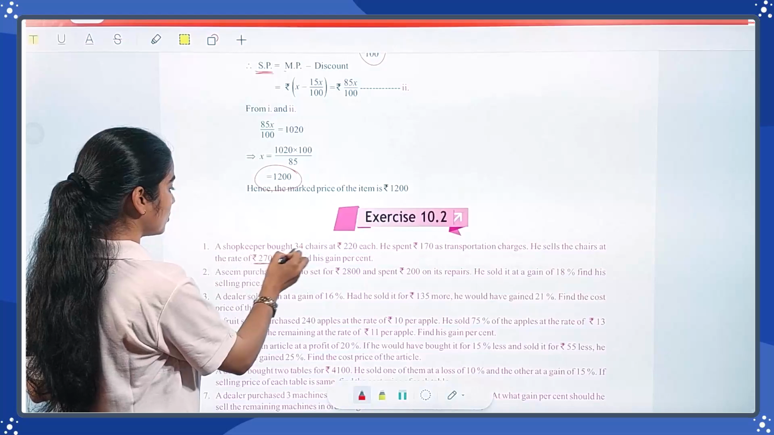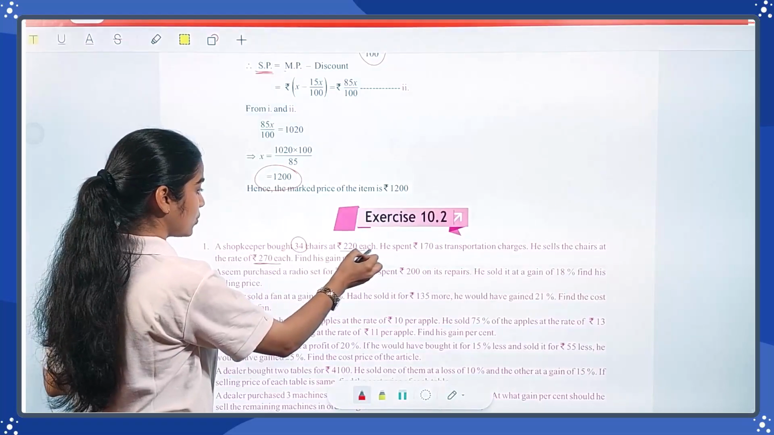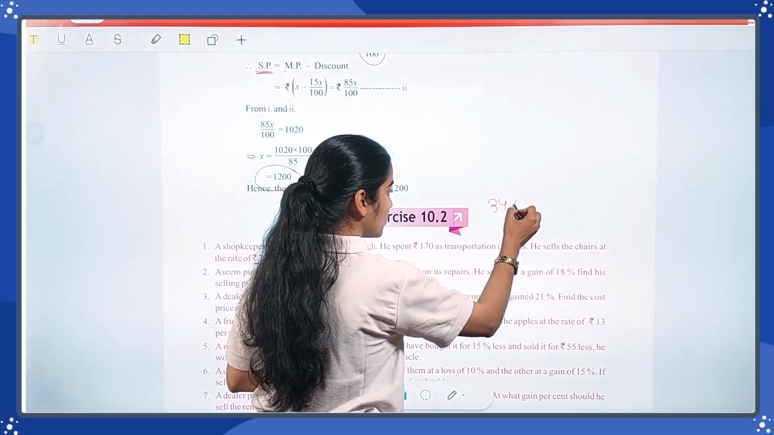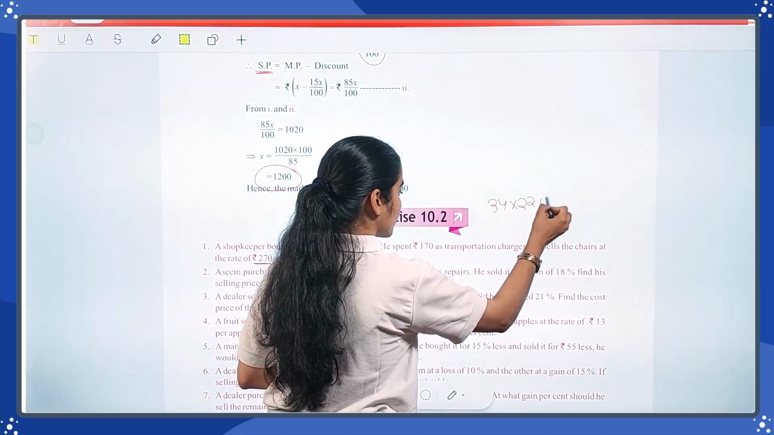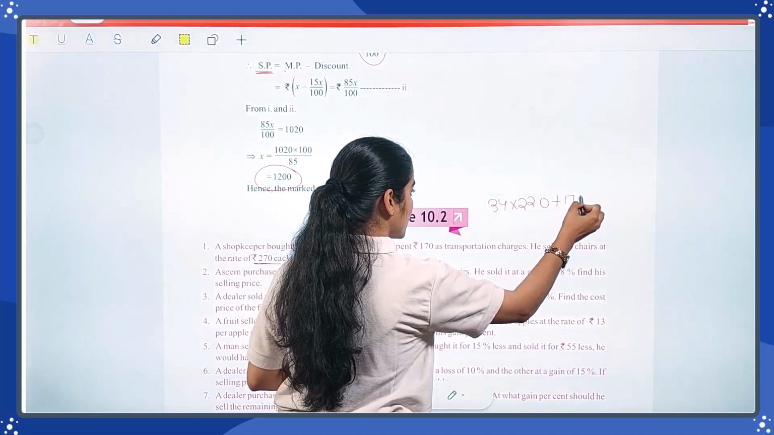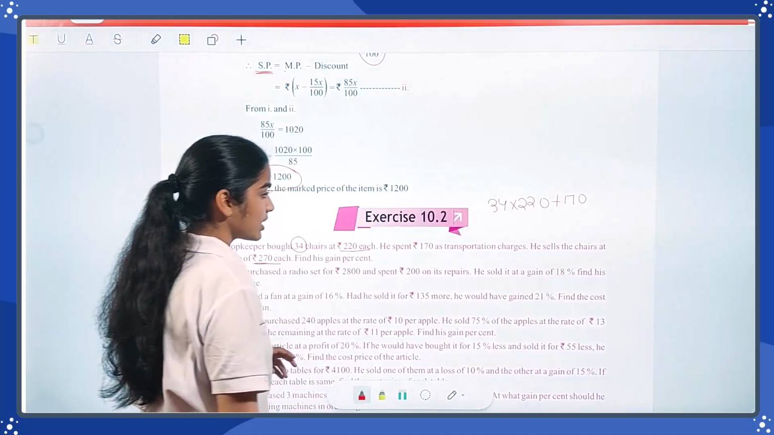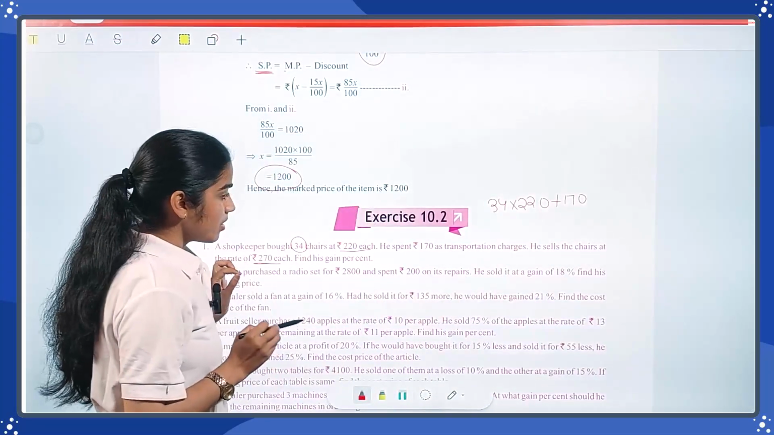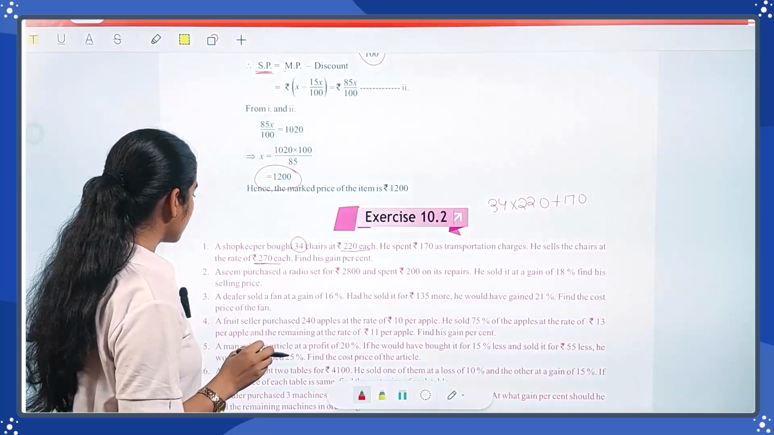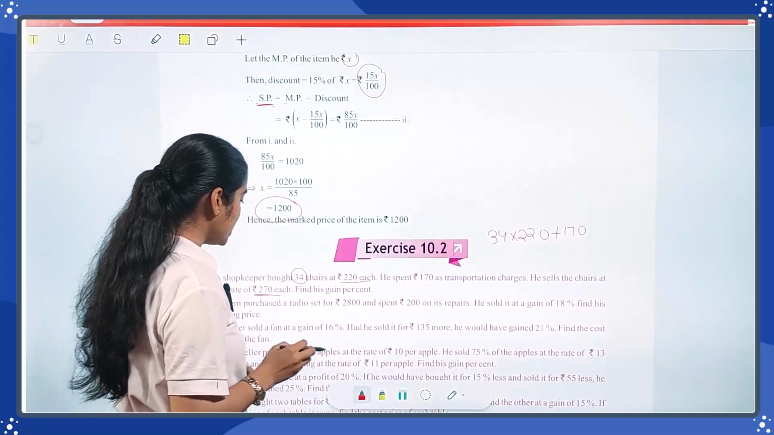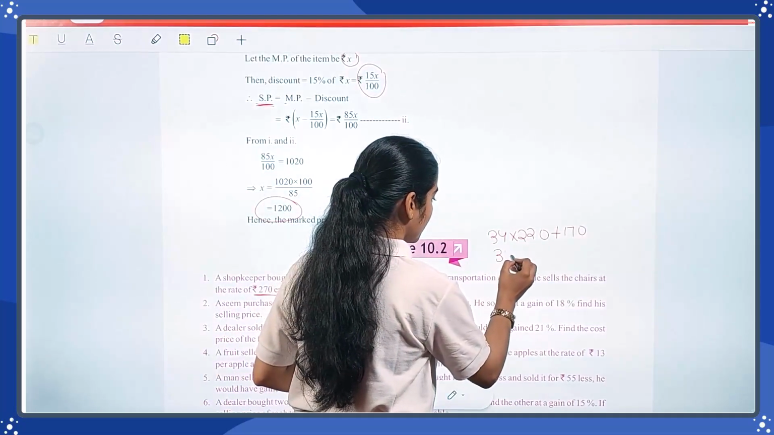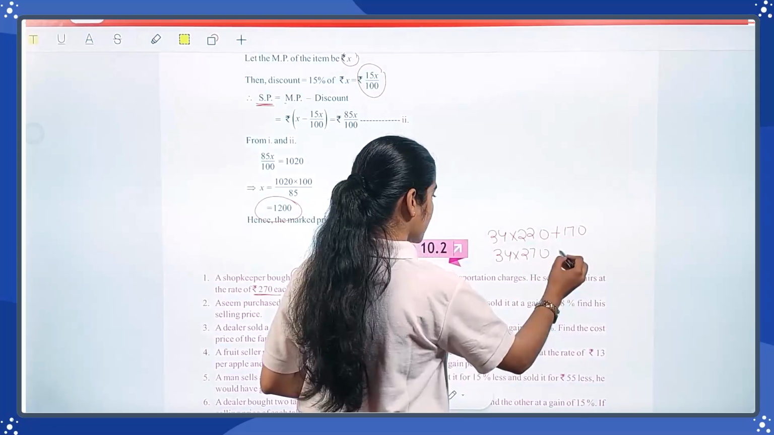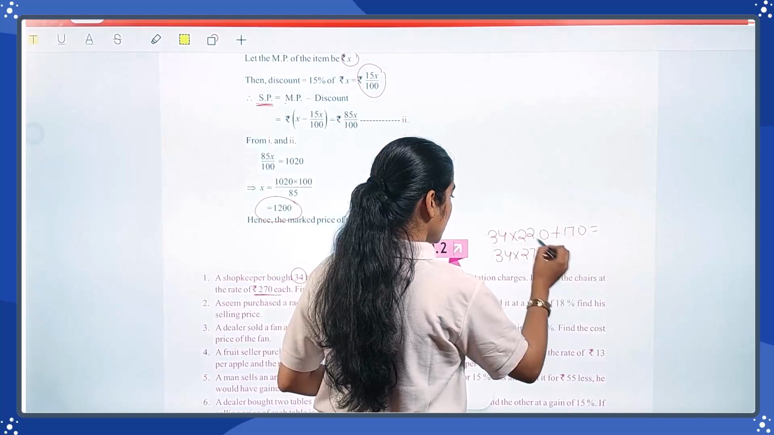So a shopkeeper bought 34 chairs for 220 each. So 34 multiplied by 220. The transportation price is 170 charges. So first we have to calculate this. Then he sells the chairs at the rate of 270 each. So 34 multiplied by 270. Find his gain percent. So you have to calculate this.